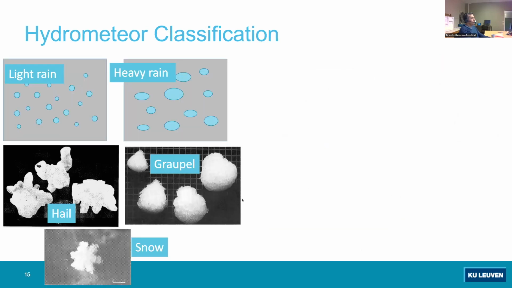Another application could be to classify different hydrometeor particles. So you have heavy rain, you have light rain, but you also can have solid precipitation like graupel, snow, hail. Okay, and so how can we distinguish one from the other?